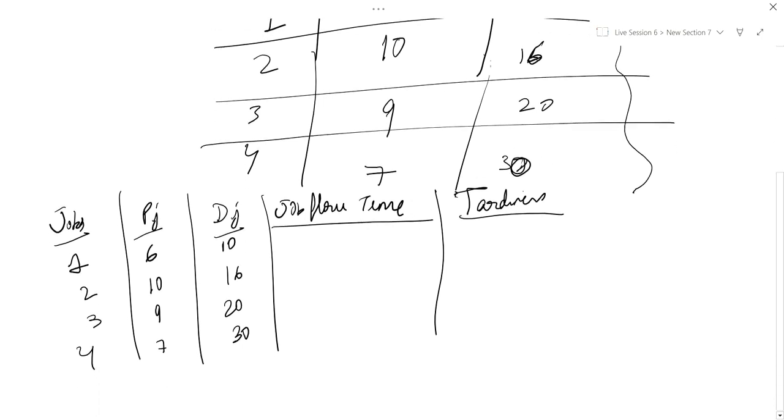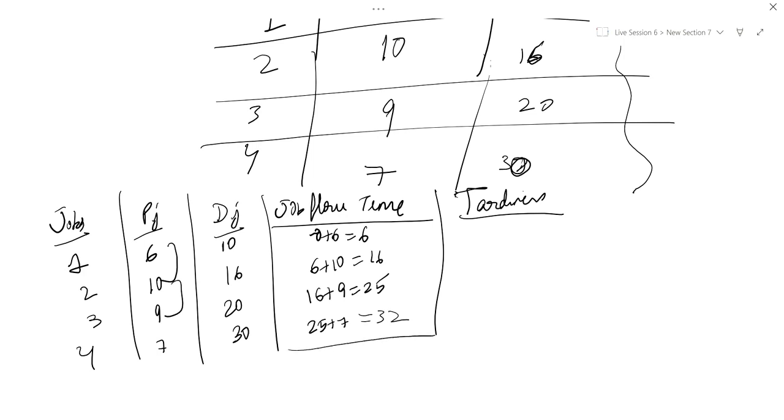Now you have to add the flow time. Okay, so here 0 plus 6 is equal to 6. Just keep on adding this. 6 plus 10 is equal to 16. Then 16 plus 9 is equal to 25. 25 plus 7 is equal to 32. Okay, so the total flow time is 32.